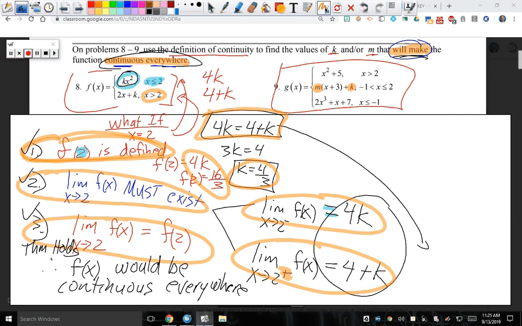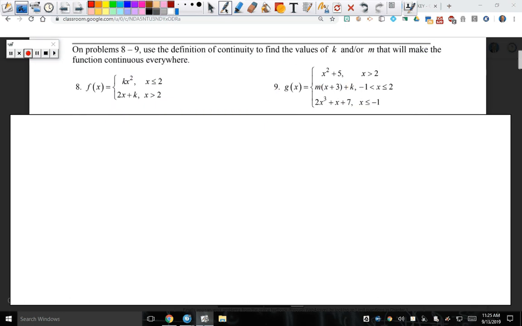Number 9. Number 9, I'm looking for k and m on this one. This one's involved, okay? Please make sure that you know how to do something like this. M and k is what we're looking for, and we're trying to make it continuous everywhere just like before. And if you notice, I have how many what if moments? 2. I have what if x is equal to 2 and what if x is equal to -1.